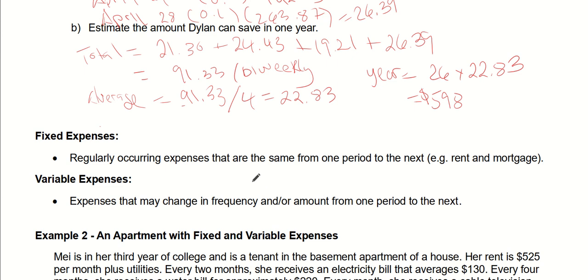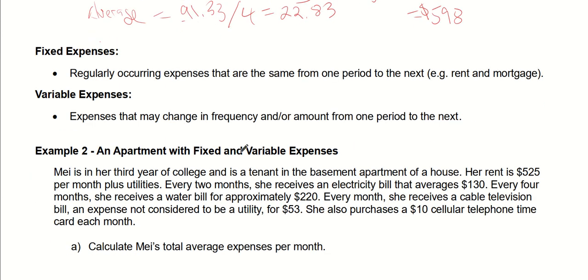So fixed expenses. What are fixed expenses? They're expenses that come in regularly and don't change much. Often that would be your mortgages and your property taxes, and so on and so forth. And regular variable expenses are things that change, like your entertainment. Maybe 1 week you like to eat out and maybe next week you don't. So variable expenses are expenses that change in frequency from one period to the next.